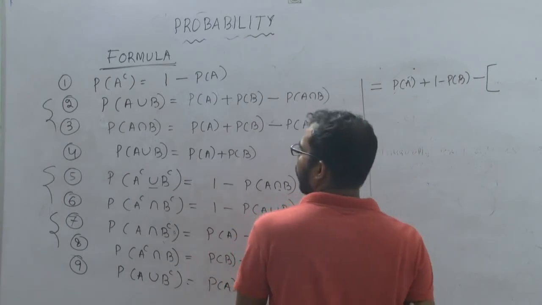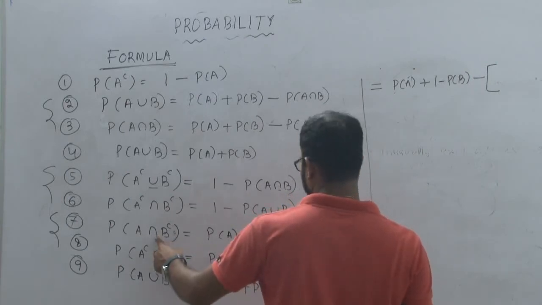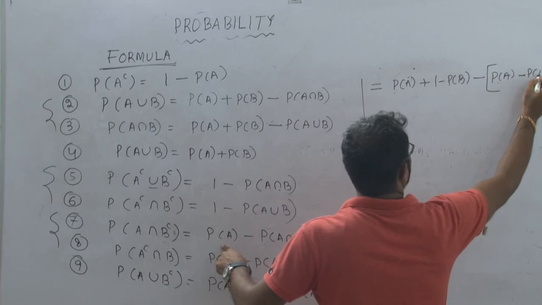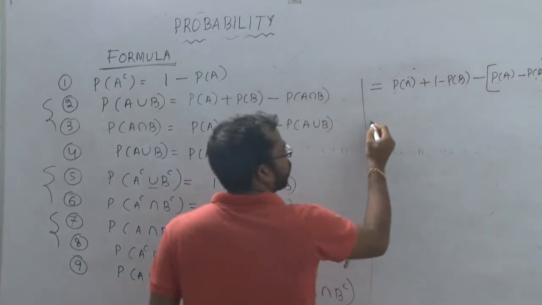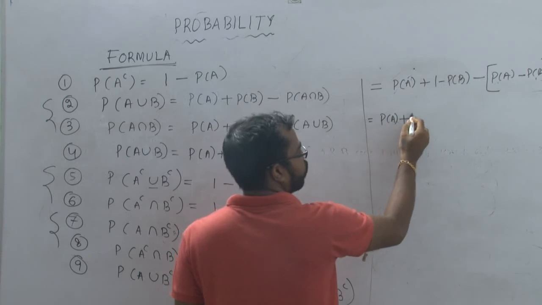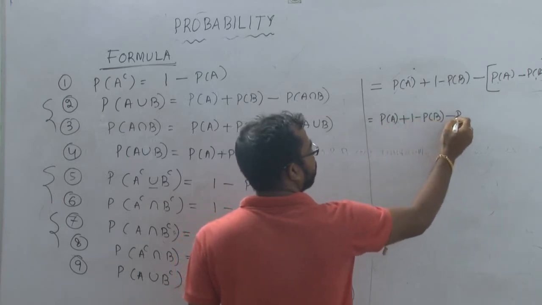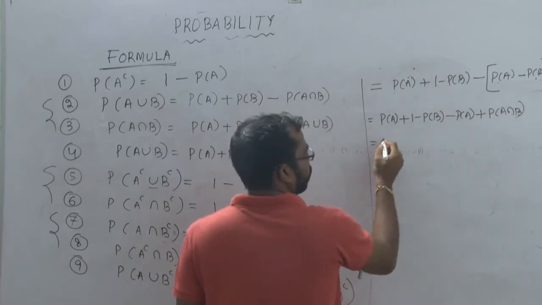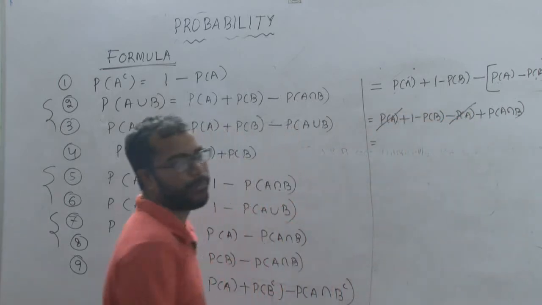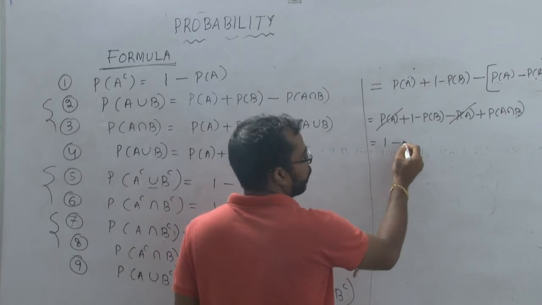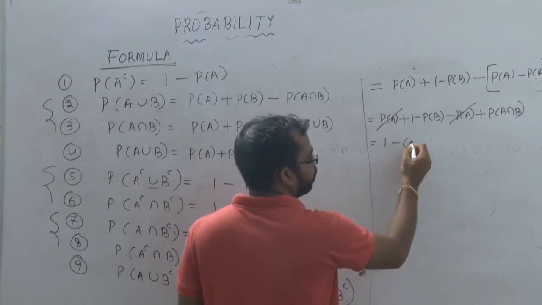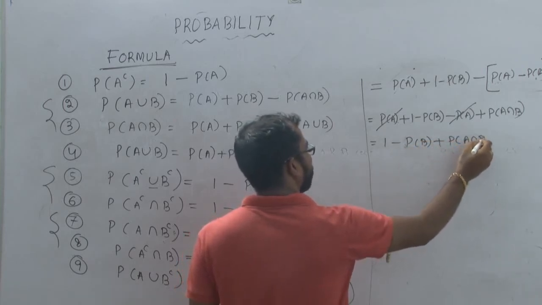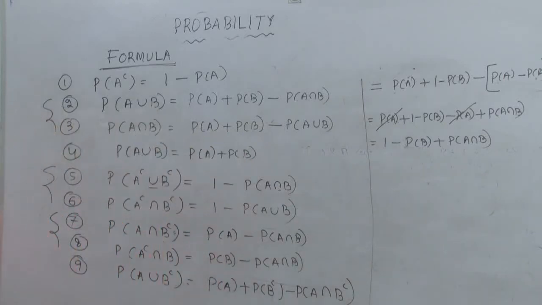probability of A intersection complement of B, we can use formula number 7, that is P of A minus P of A intersection B. So we can write P of A plus 1 minus P of B minus P of A plus P of A intersection B. So we cancel both P of A. So finally we can write here 1 minus probability of B plus probability of A intersection B.